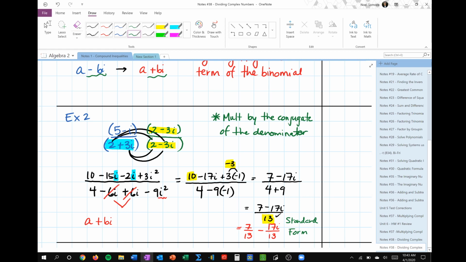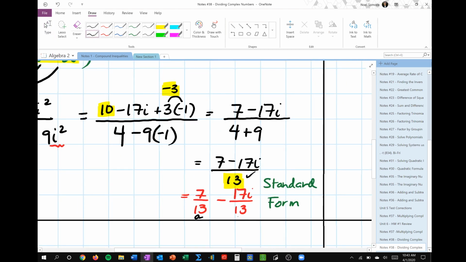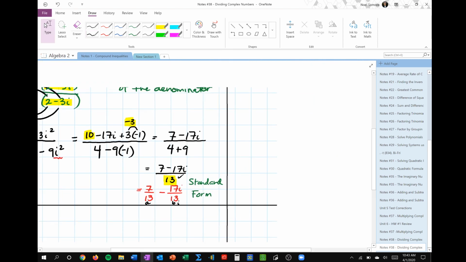And that's pretty much it for the first example. So you can see now that this part, the 7 over 13, that's your a. And then the 17 over 13, that's your b. And then you have your i, right? So there is the standard form of a plus bi, or sometimes it's a minus bi, depending on the number. Okay, let's take a look at the next example.